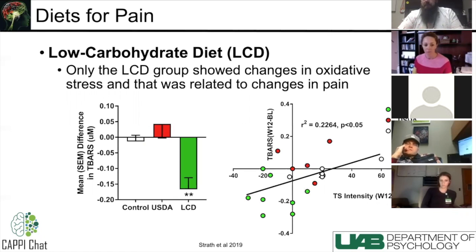Now, the other thing we looked at was a measure of oxidative stress, which is linked to inflammation. And the short here is that only the low carb diet showed that reduction in oxidative stress. And that reduction tended to be related to the reduction in pain. So the greater reduction in oxidative stress that you saw, the greater reduction in pain as well. And so there seemed to be a link there.